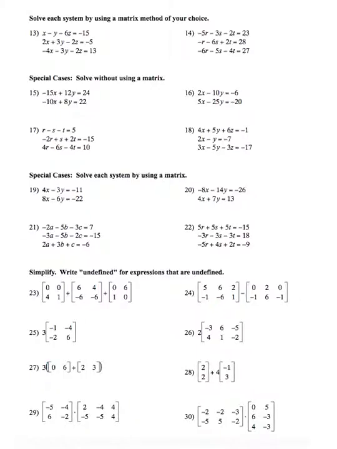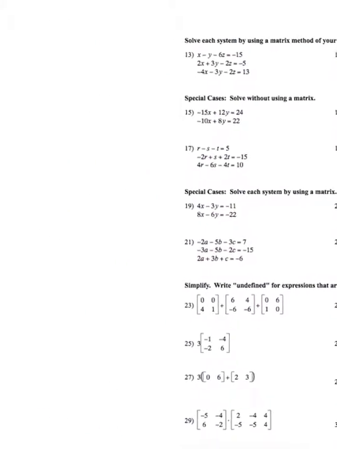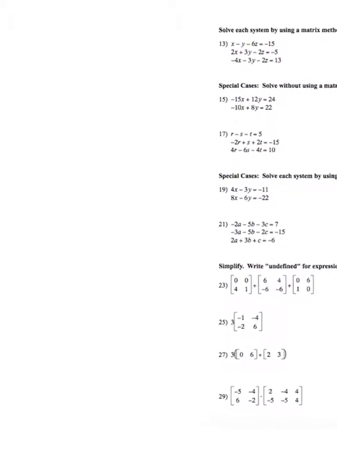Okay, number 13, we can use a matrix in any way we want. That means we could use Cramer's rule, we can use row echelon, we can do whatever we want. So I'm going to do row echelon only part way. So let's see here. Let's put this in a matrix. So I've got 1, negative 6, and negative 15. 2, 3, negative 2, negative 5. And negative 4, negative 3, negative 2, and 13.